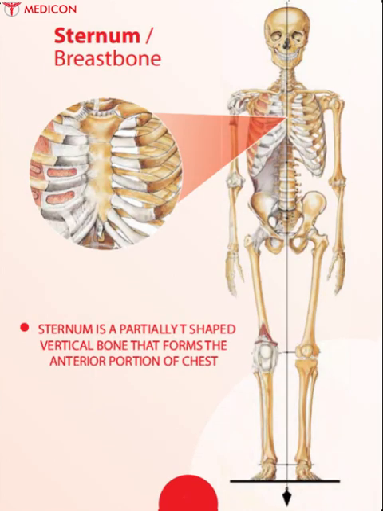Sternum. The sternum is a partially T-shaped vertical bone that forms the anterior portion of the chest wall. The sternum is divided anatomically into 3 segments: manubrium, body and xiphoid process. The sternum connects the ribs via the costal cartilage, forming the anterior rib cage.